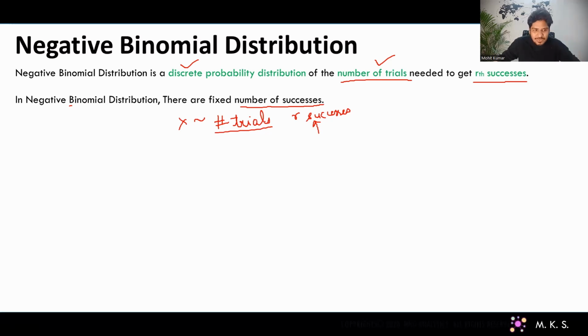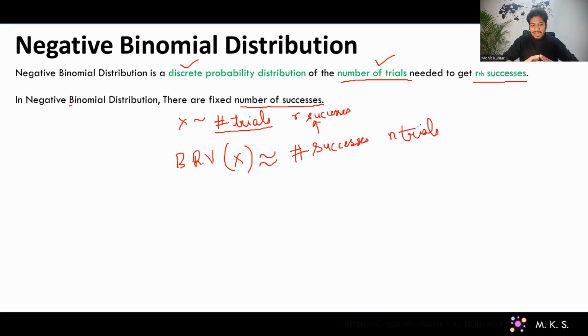Now, if you recall from our last video on the binomial distribution, the binomial random variable X was modeling the number of successes among our n trials. So you can clearly see, in the case of negative binomial distribution, the number of successes is fixed, and in the case of binomial distribution, the number of trials is fixed.